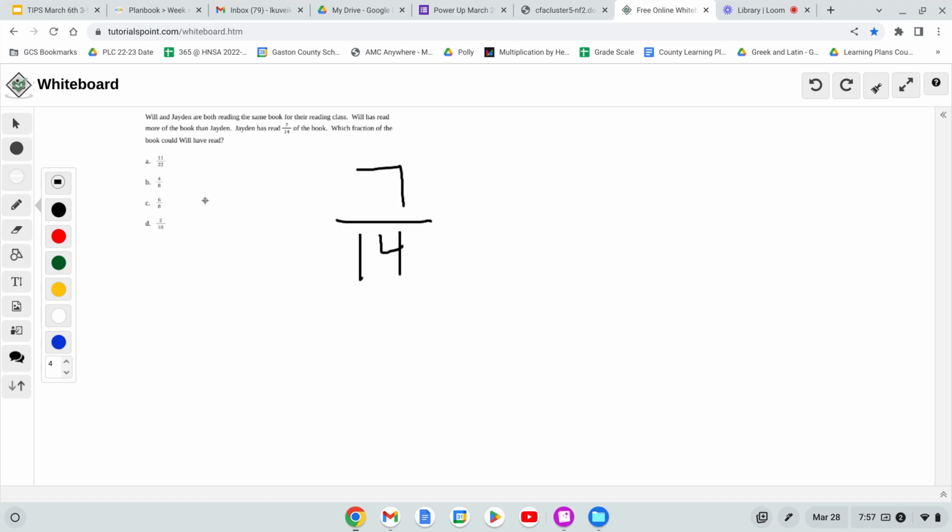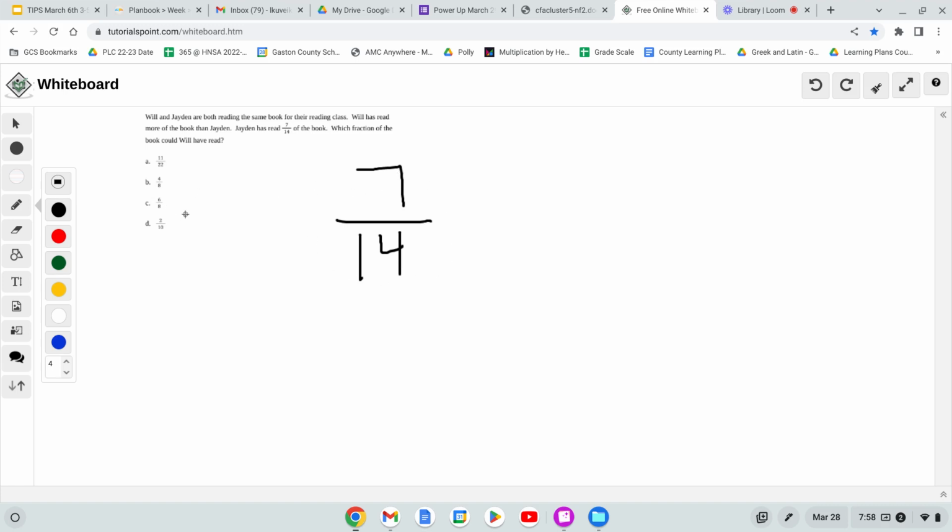Well, half of 22 is 11. 11 plus 11 equals 22. So that's exactly half also. So if Will had read that much, he would have read the exact same amount as Jaden. So it can't be A. All right, so let's look at B, 4/8. Once again, we look at the denominator 8. Half of 8 is 4. So if Will had read 4/8 of this book, that would have been exactly half also, which would have been the exact same that Jaden read. So it can't be B.